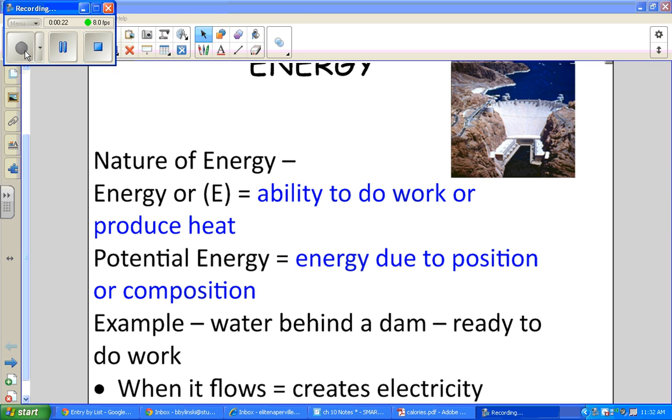And if you had physical science, you will recognize the two types of energy. The first one is potential energy, which is energy due to position or composition. So get it, P potential, P position. That might help. And an example is what I have in that picture.